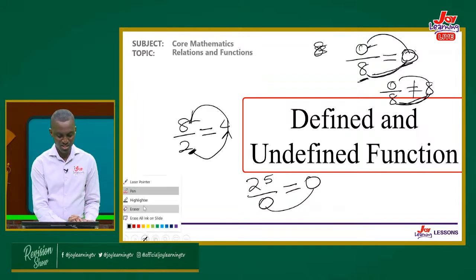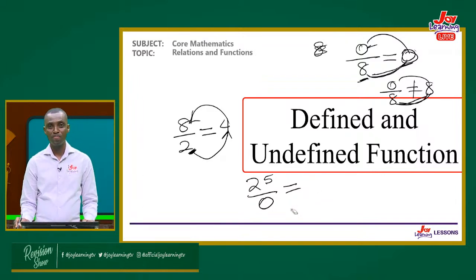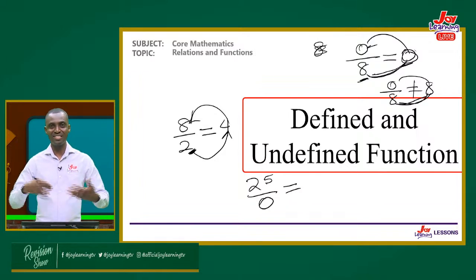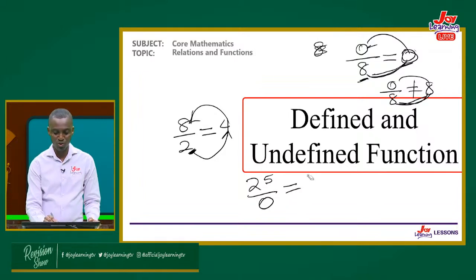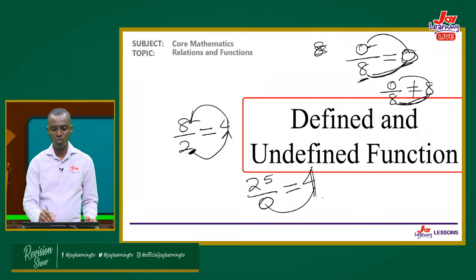So if it is not 0, then what should be the answer? A number divided by a number. This is 25 divided by 0, and we are not getting any answer. What number can we put here? Okay, let's put 1 there. 1 times 0 is not 25. We put 4, 4 times 0 is not that. So what number will come here?